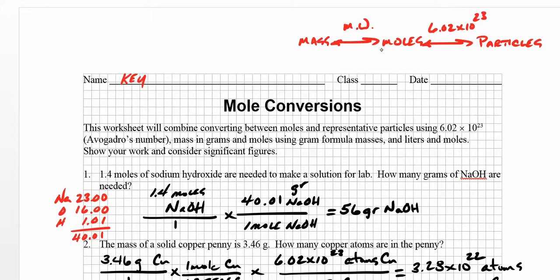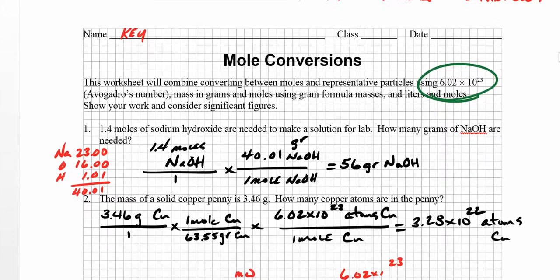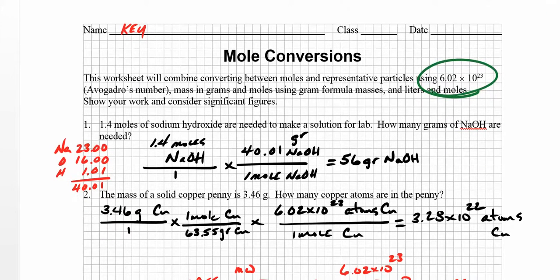To go from moles to particles, we said that 6.02 or 6.022, you can use either one. 6.02 times 10 to the 23rd we'll use in this particular worksheet because it's written on the worksheet right there. It doesn't really matter. But the point is that that's the number we're going to use to go from moles to particles.